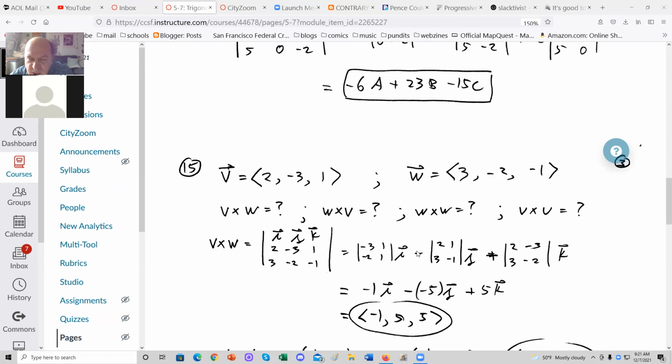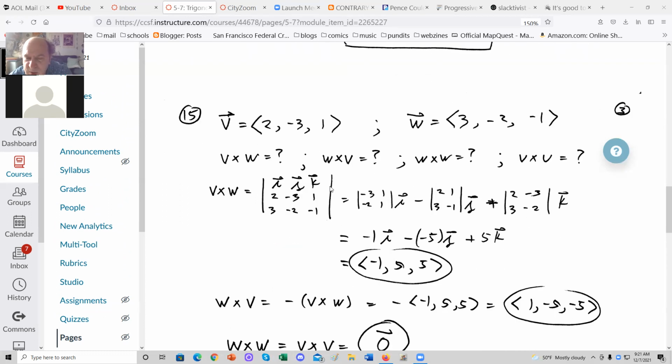All right, so here we have these vectors. v is 2, negative 3, 1, w is 3, negative 2, negative 1. What are their cross products? Two of them are v cross v, which is 0, and w cross w is 0, so that's obvious. Here I ask also for v cross w and w cross v. These are opposite, so once we have one, we'll have the other.